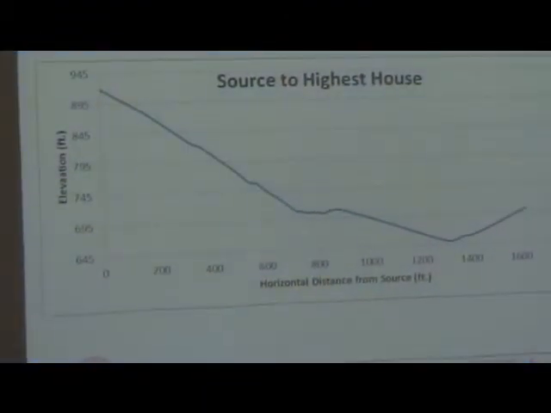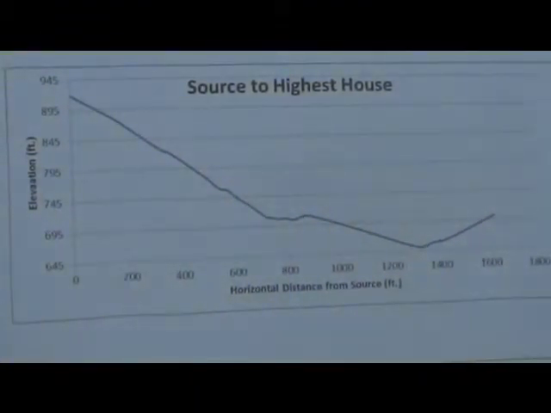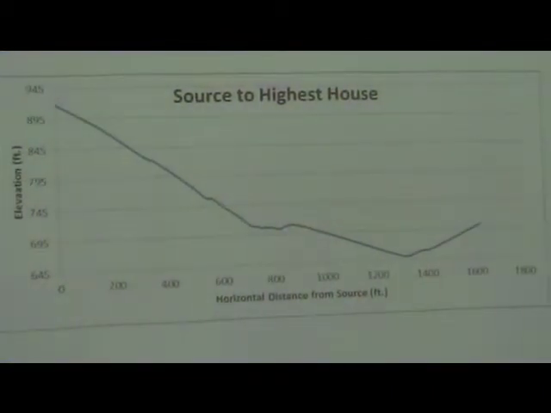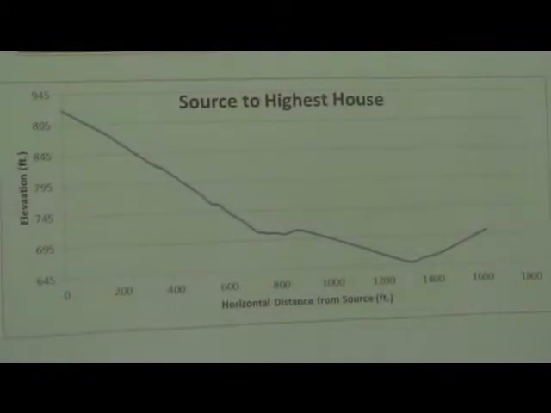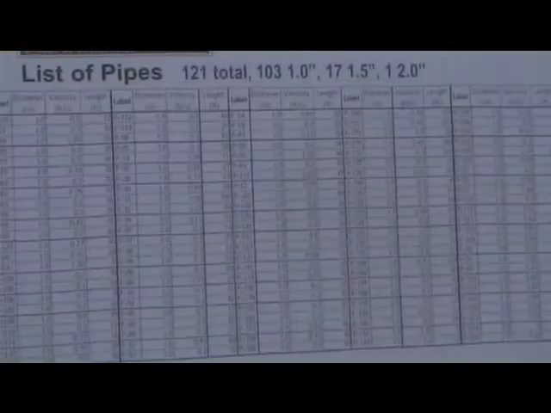This is a profile view from the source to the highest house. Right here is the river crossing, this slope here. As you can see, there's a bit of a jump right before the river. And then it reaches the other side and travels up a slope to the highest house.